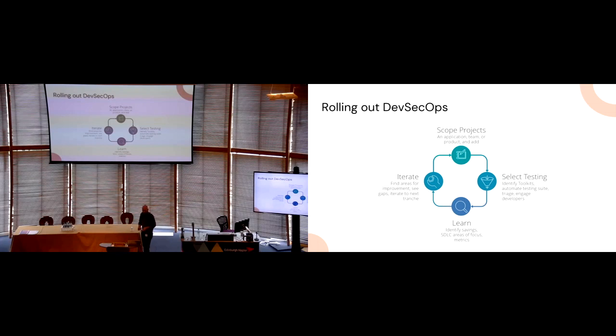So, how do you roll out DevSecOps? Typically we suggest you start with small projects, maybe a non-critical application, a nicely scoped project. Select a tool or a couple of tools, run it, learn, iterate. It's a very basic start. So find something small, and you're eating the elephant when it comes to this.